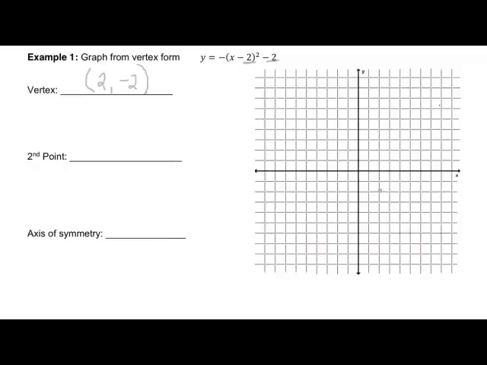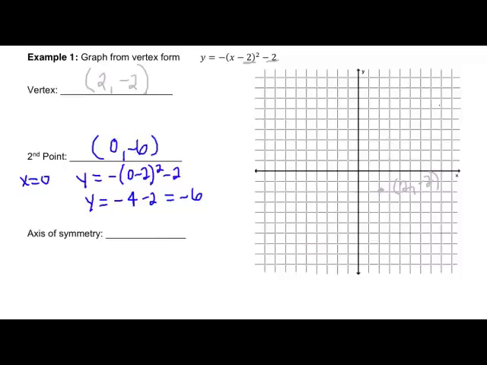If I plot that on the graph, the next thing we need is that second point. Again, it does not matter what point you use. I'm going to use x equals 0 just because I feel like it's the easiest one to find. So we're going to plug that into our equation. I have negative (0 minus 2) squared minus 2. So y equals negative 4 minus 2, which is negative 6. So my second point is (0, negative 6), and again, that's the y-intercept.